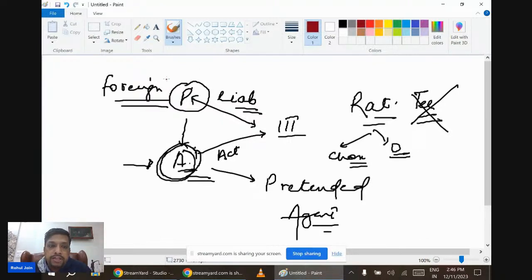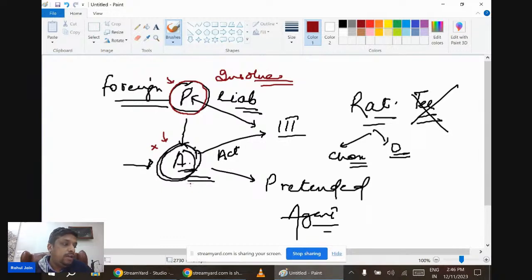Guys, now pay attention here, it is a tricky point: insolvency of a principal is a ground for termination of agency. Insolvency of an agent is not a ground. The logic behind it is that ultimately it is the principal who is liable. Okay, understood. So basically this is all you have to do in the case of agency.